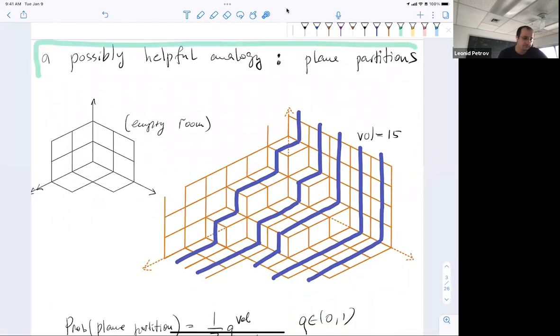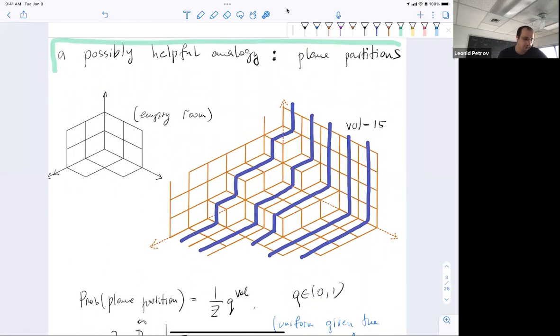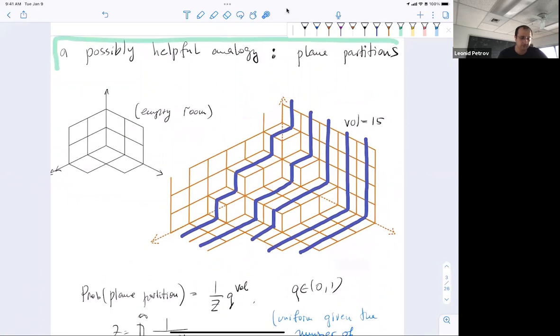So let me further digress and discuss a much simpler model, which is that of plane partitions, which is maybe a helpful analogy of a sort for somebody who saw this already.